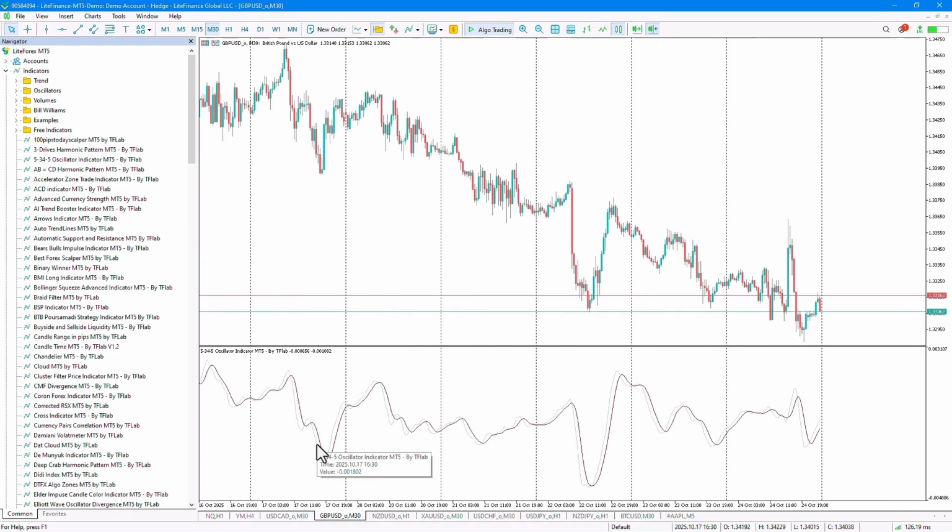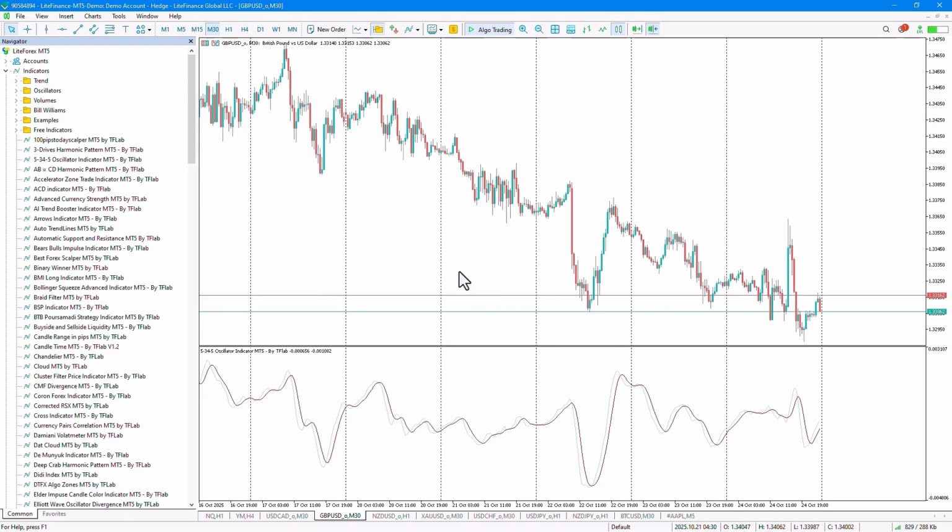The blue line in the oscillator represents the main indicator line, or the Awesome line, while the red line serves as the signal line. The Awesome indicator calculates its values based on the difference between a 5-period moving average and a 34-period moving average. Here, it displays those values as a line.